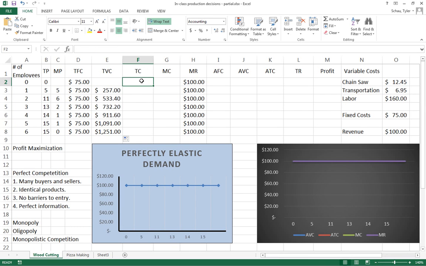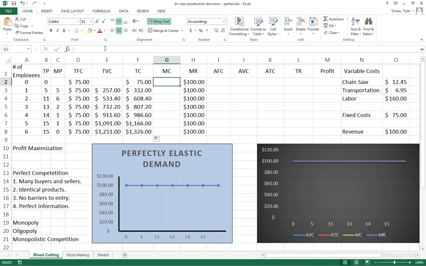For total cost, the calculation is simply total fixed cost plus the total variable cost. So I'm adding the two of those. All right. And so those are the cost calculations that I get.